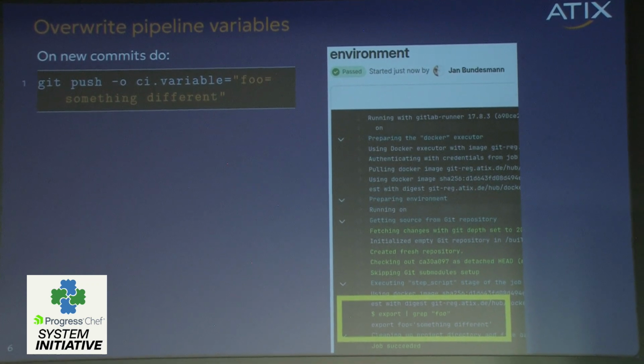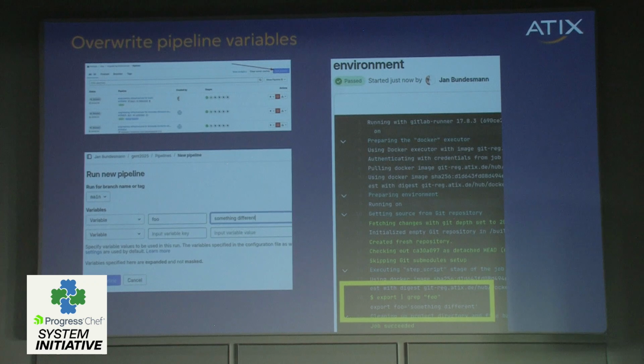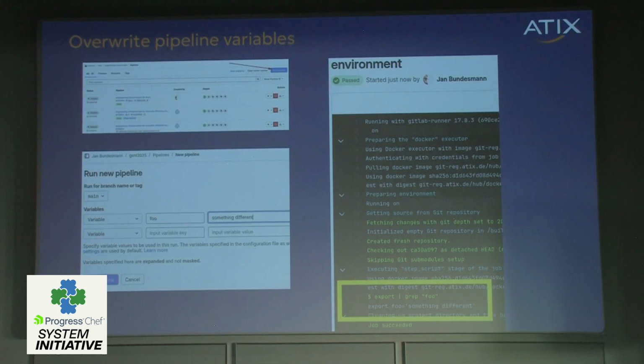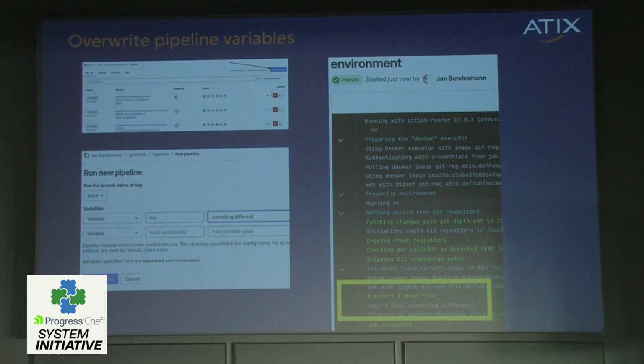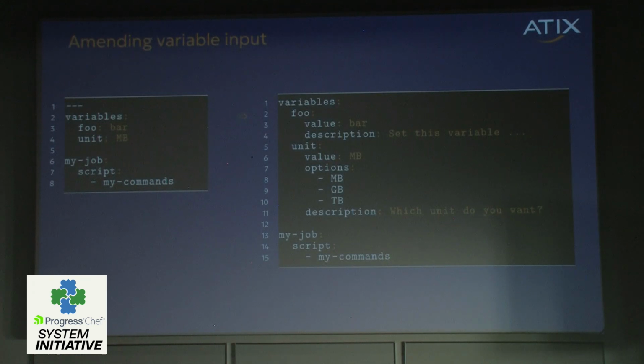I sometimes want to run my pipelines outside of this context of push. I can run it manually. There's a button somewhere in the UI that brings me to a form where I can select a branch that my pipeline shall run for, and I can enter the variables. Again, there's some disadvantage because I have to know which variables exist.